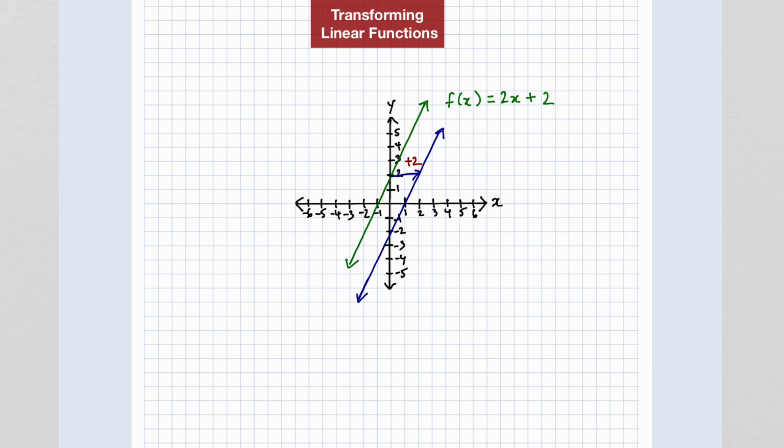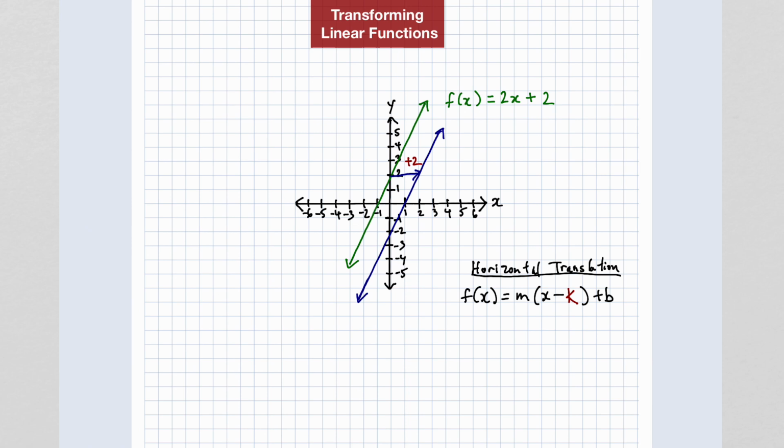Now, I'm going to go ahead and give you the formula for horizontal translation, and that formula is f of x is equal to the slope times x minus k plus b.